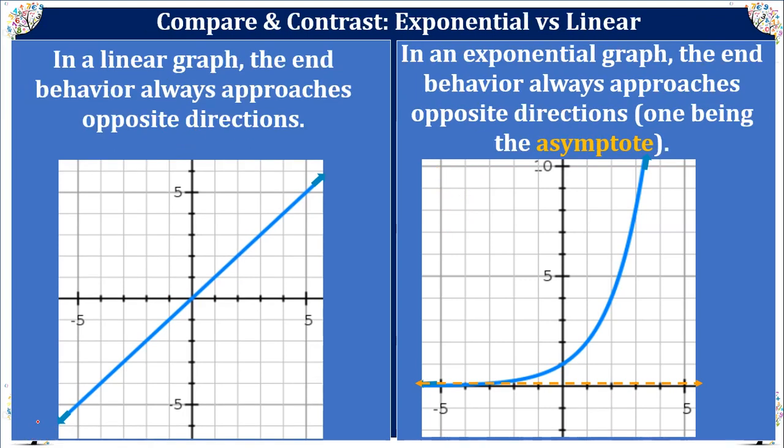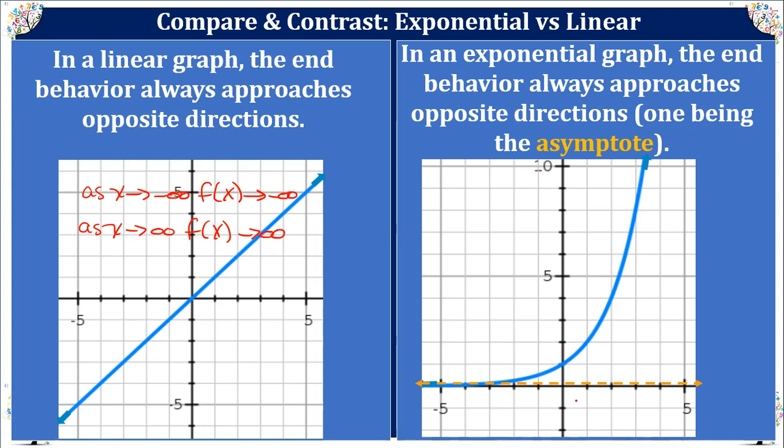Let's look at end behavior. We can see in this graph, as x approaches negative infinity, f of x approaches negative infinity. Then on the right side of the graph, our graph goes forever up as well. So as we go right, the graph goes up.